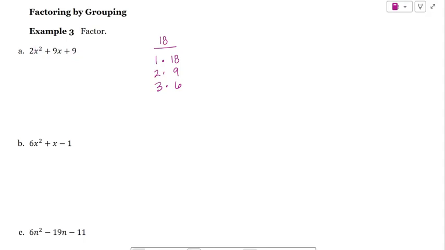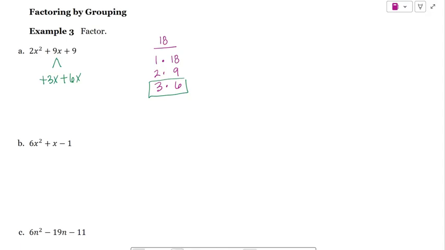Like we did in the previous example, we now want to find which combination of those will give us the middle term. And it looks like it's going to be 3 and 6. So now this is the part that's a little bit different. I'm going to split the middle term into a plus 3x and a plus 6x. In this type of example, it doesn't matter which order the two numbers are put together, because if I add numbers and I switch the order, I'll still get the same thing. So don't stress about which one you put first and which one you put second.